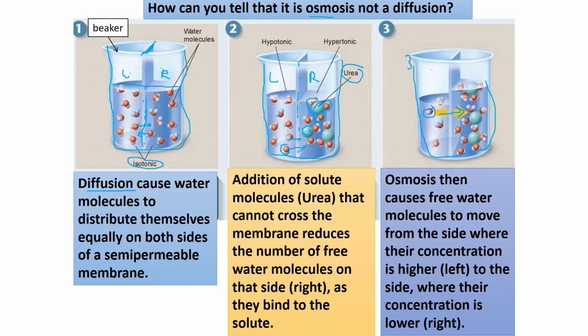So this is how you can distinguish. Diffusion, it's in here, shown passively. Osmosis is also passive, but it's to normalize the concentration of the urea, which cannot penetrate through the semi-permeable membrane. So beakers number 2 and 3 are showing osmosis.